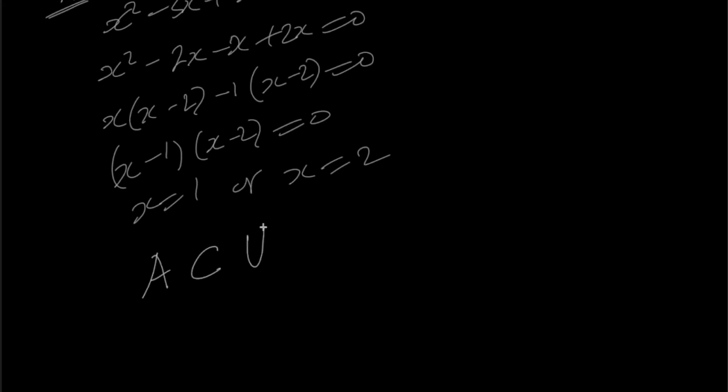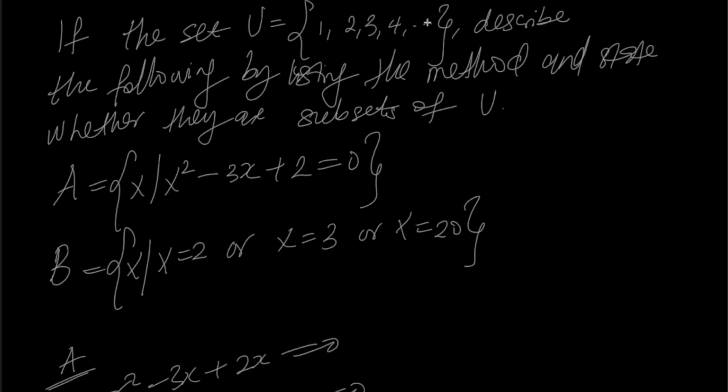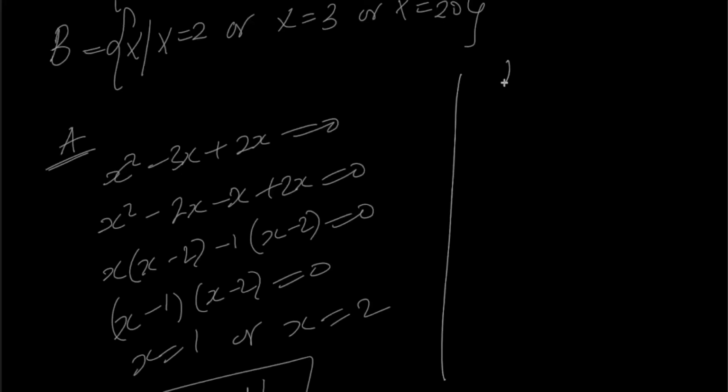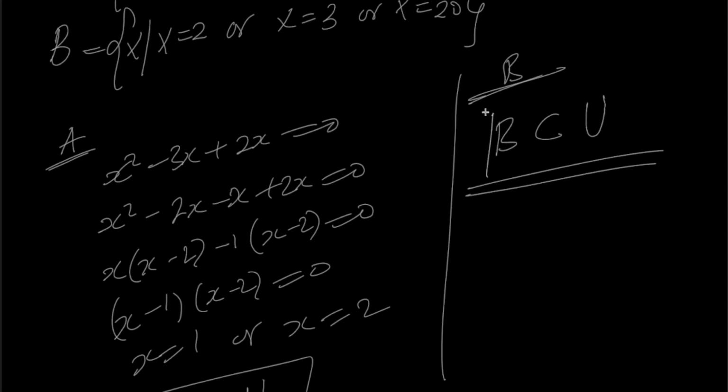It's a proper subset. You agree with me that this dot means that what? We are going to infinity. If you continue, you will reach 20. Here we have 20, 3 is here, 2 is here. Therefore, B is a subset of U. Hope this is understood. Thank you for viewing.